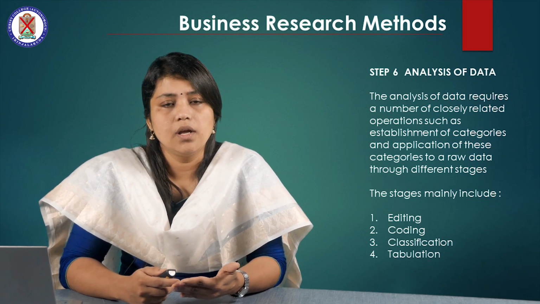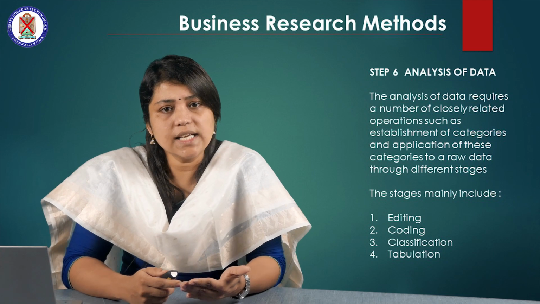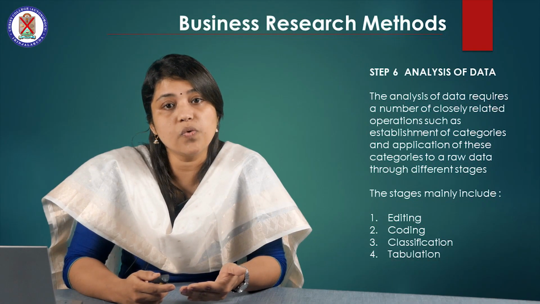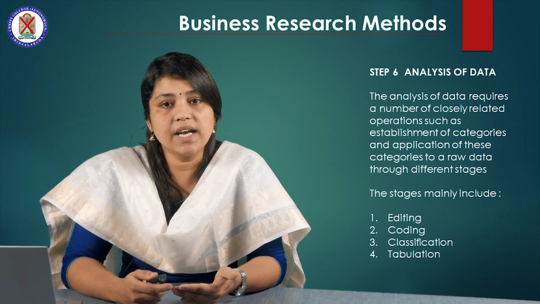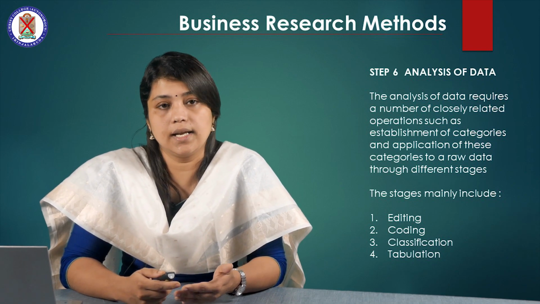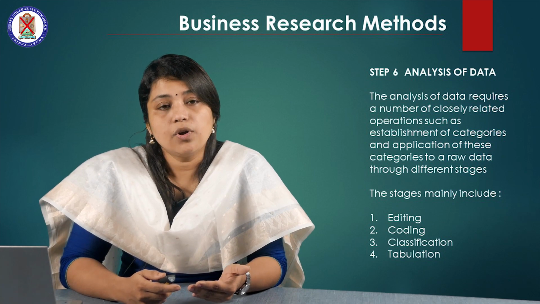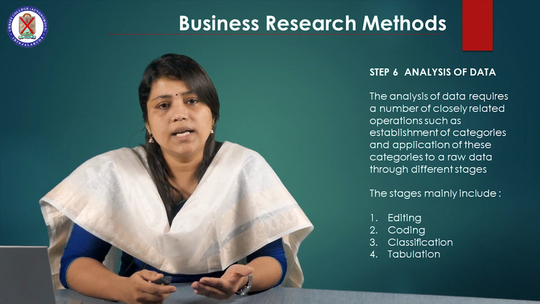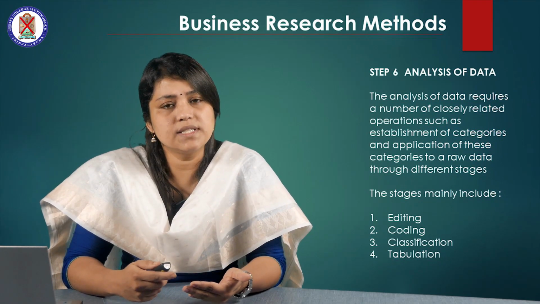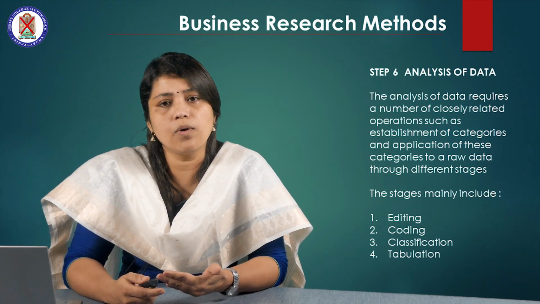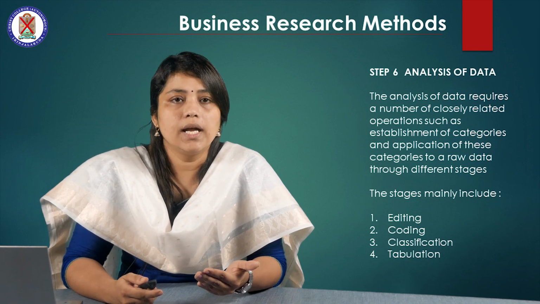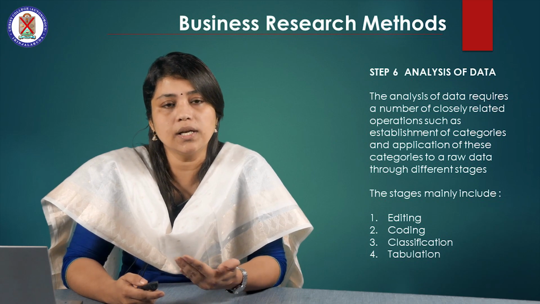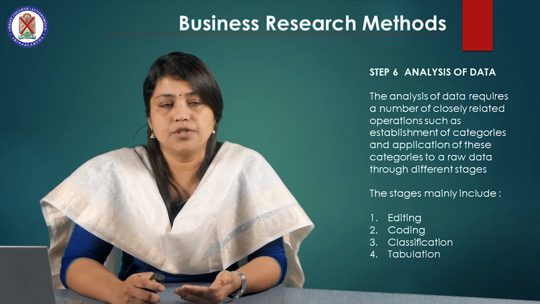Next is coding. Coding means translating answers into numerical values or assigning numbers to various categories of a variable to be used in the data analysis. And if we talk about classification, it's simply classifying data into groups. And tabulation means the act of presenting the data in a tabular form for better interpretation. So data analysis covers 4 stages: editing, coding, classification and tabulation.